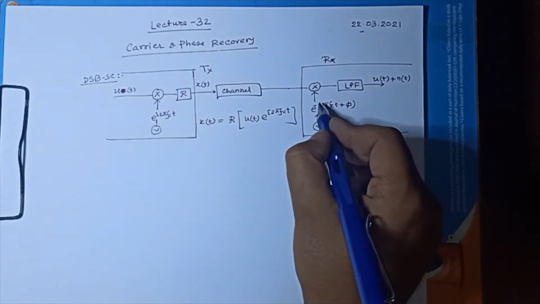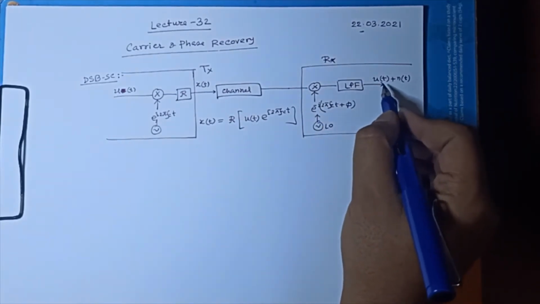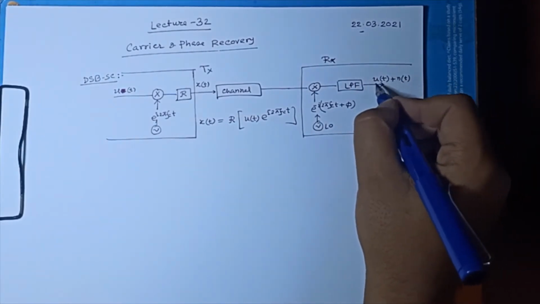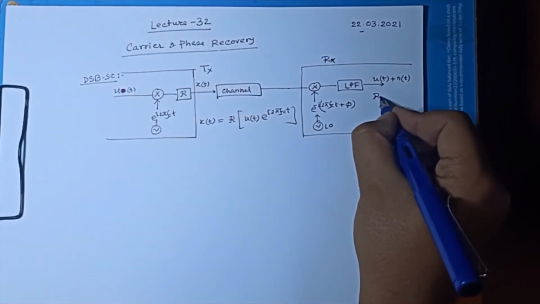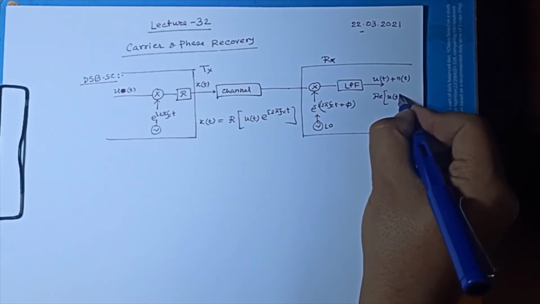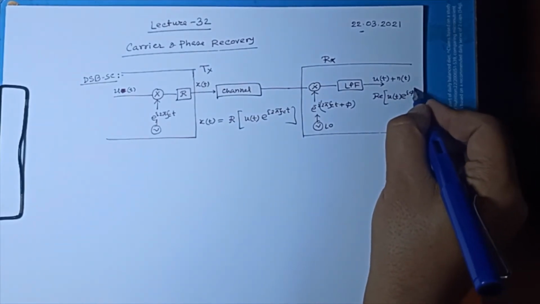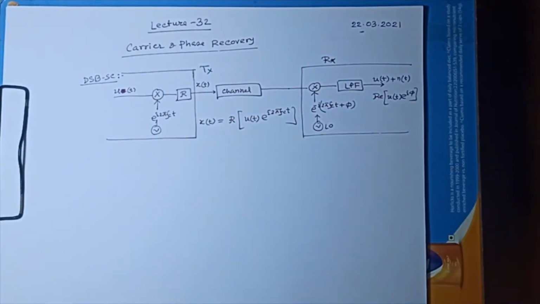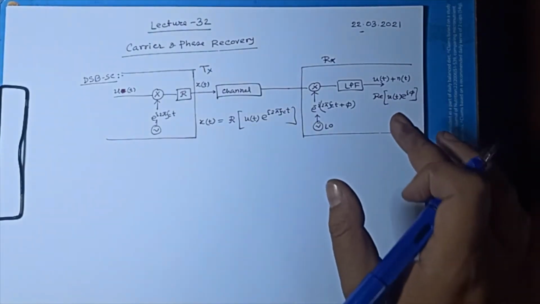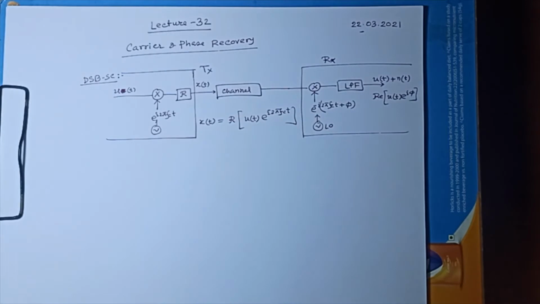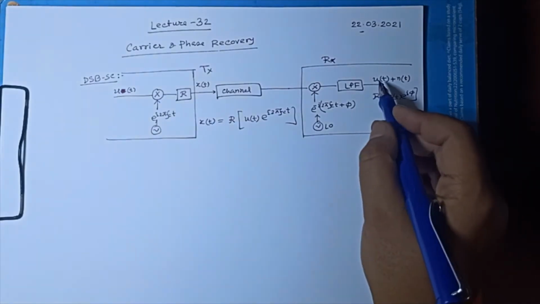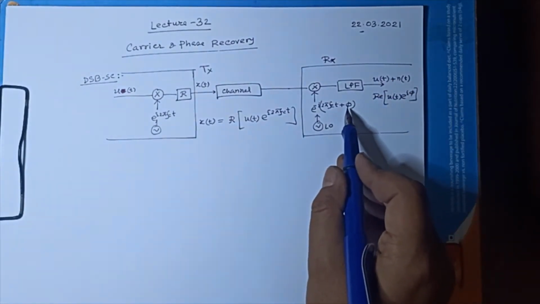And if you get some phase with it, you will see that after low pass filtering, what you will get is real of u(t) e to the power i phi. So basically you will get u(t) cos phi. If there is some quadrature component, then you will get u real cos phi plus or minus u imaginary sin phi. That kind of thing you will get. So you will not get the original signal if there is some phi.